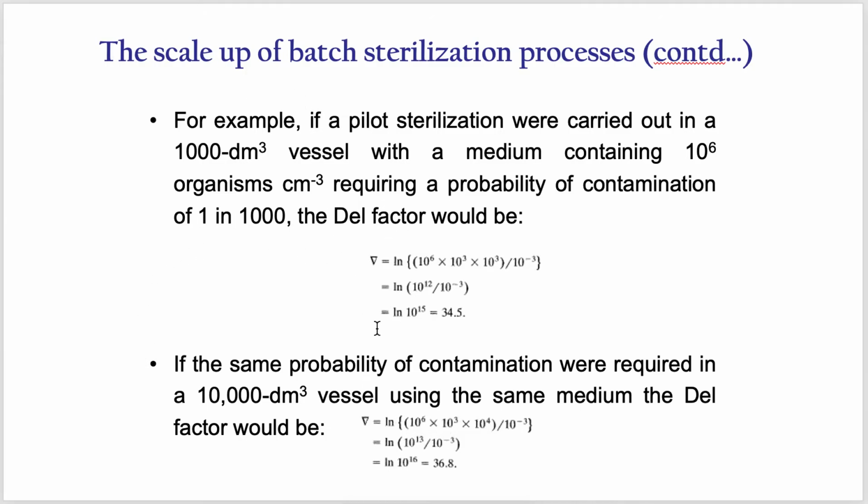Here the contamination was 10 to the power 6 per cm³. Now we just have to multiply it by the volume of the final sterilizer, which is 10 to the power 4. Then just calculate and you will get the del factor for your large sterilizer. Thus, using this equation, we can scale up the batch sterilization process.